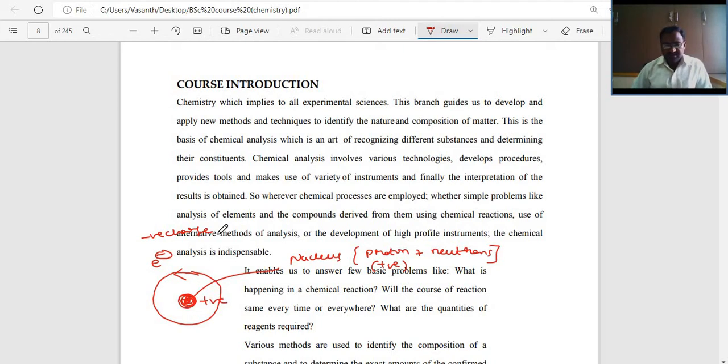Here, due to the electrostatic force of attraction between the nucleus and the electron, the electron is revolving around the nucleus in a circular path that is called an orbit.